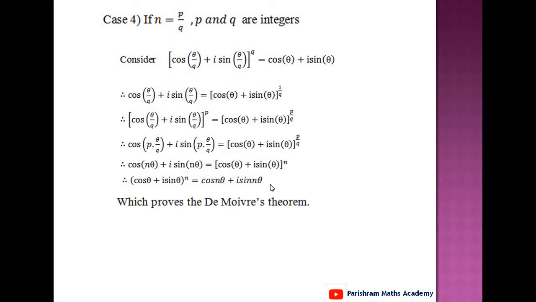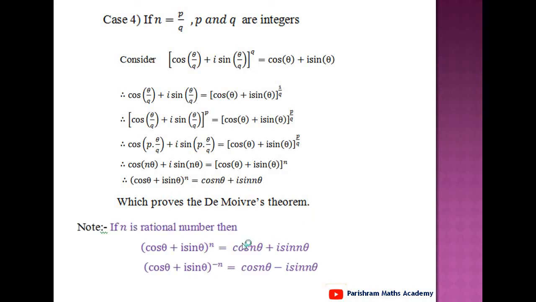And therefore the result is true if n is a positive integer, if n equals 0, if n is a negative integer, or n is a rational number. That is, for all rational numbers, (cos θ + i sin θ)^n is the same as cos nθ + i sin nθ, which is the proof of De Moivre's theorem. Note: if n is a rational number, then (cos θ + i sin θ)^n is the same as cos nθ + i sin nθ. Similarly, (cos θ + i sin θ)^(−n) equals cos nθ − i sin nθ. These are two results from De Moivre's theorem.